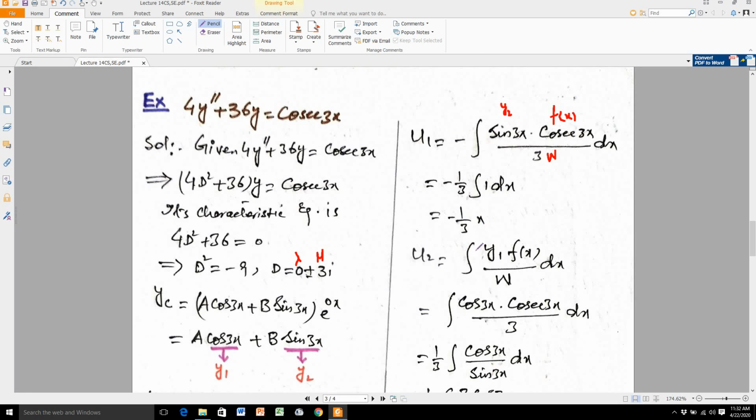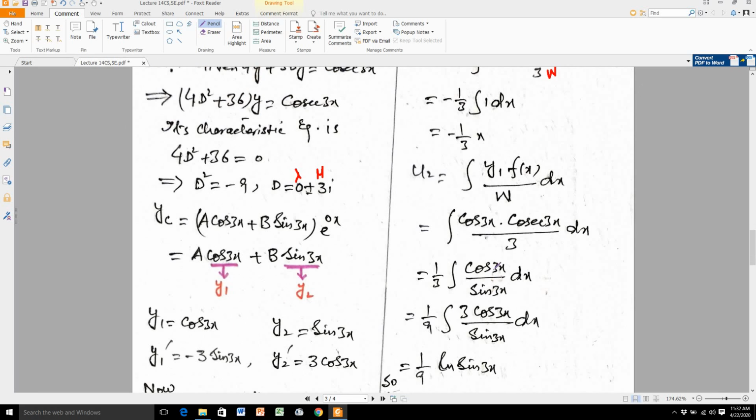Now u2 is equal to the integral of y1 f of x divided by W. Here you substitute the value of y1, that is cos 3x. What is the value of f of x? That is cosecant 3x, divided by the Wronskian, that is 3. And you see here 1 over 3 is a constant taken outside the integral, and the remaining is cos 3x, and cosecant is equal to 1 over sin 3x. So I am writing here cos 3x divided by sin 3x, and you know the properties of integrals here.